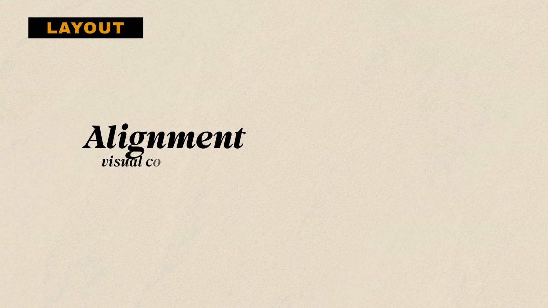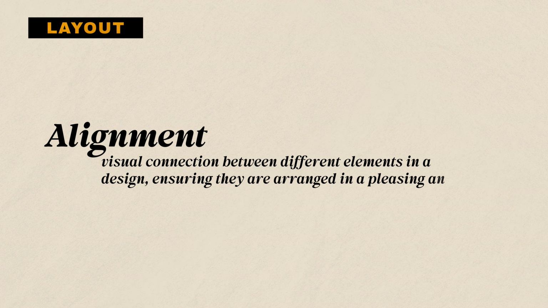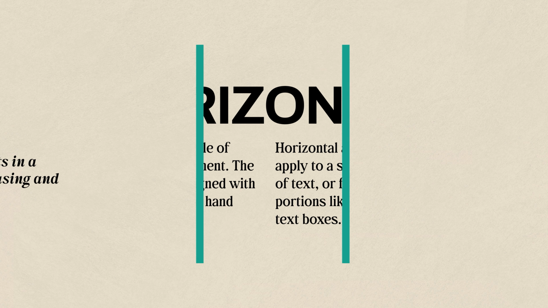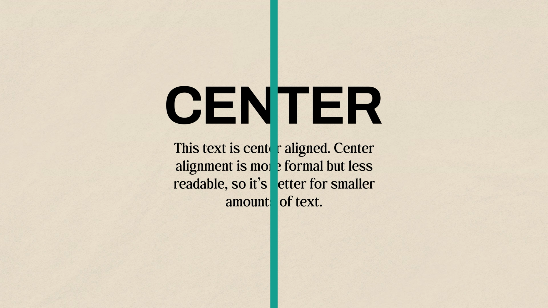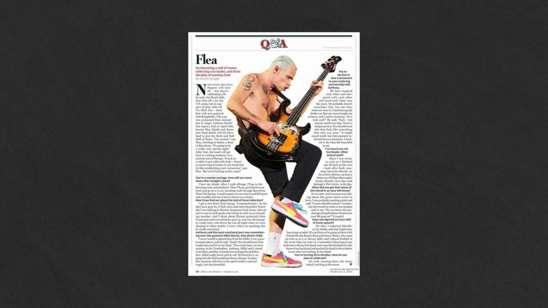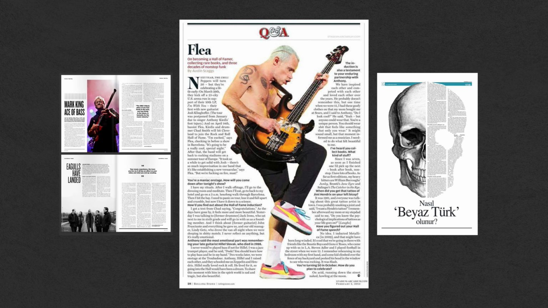Alignment refers to the visual connection between different elements in a design, ensuring they are arranged in a pleasing and cohesive manner. Alignment between elements can be horizontal, vertical, or centered depending on your desired effect. Think of a magazine layout where headlines and text columns are neatly aligned to the margins. Alignment helps you achieve order.